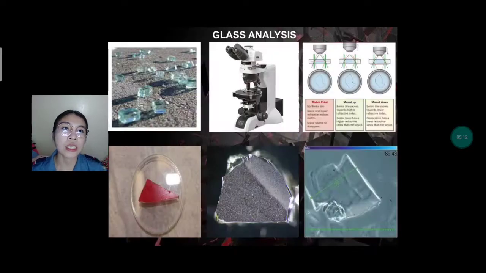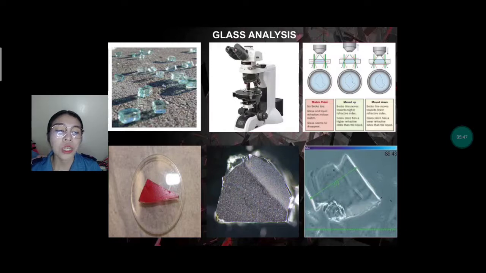So, next is glass analysis. So, paano nga ba ginagawa ang glass analysis? So, forensic analysis of glass consists of examination of two or more fragments to determine whether they have a common origin. So, sa pagdetermine ng glass analysis, hindi lang isang sample ang kailangang i-examine. So, it needs to be two or more para mapagkumpara kung ano nga ba yung mga common origin nila or kung saan sila nagsimula or kung ano yung dahilan ng pagkabasag nila.